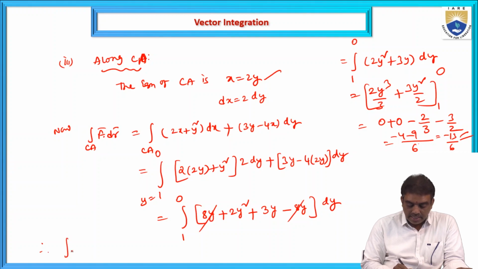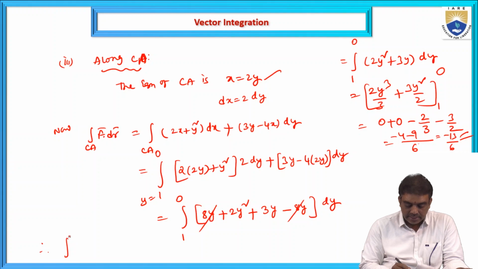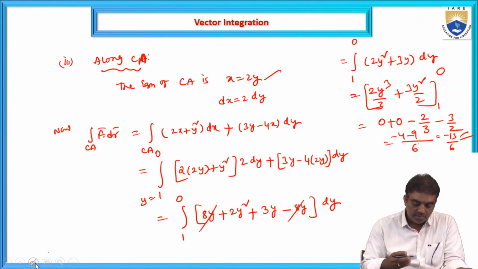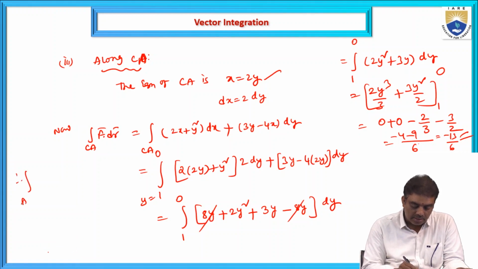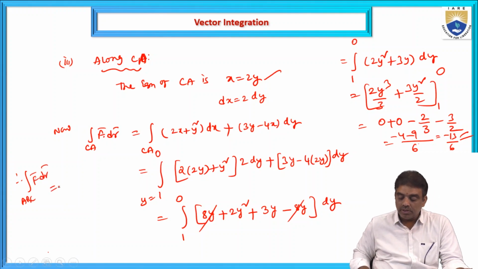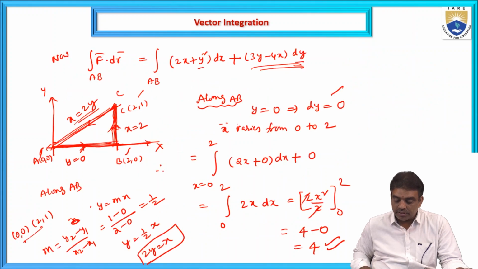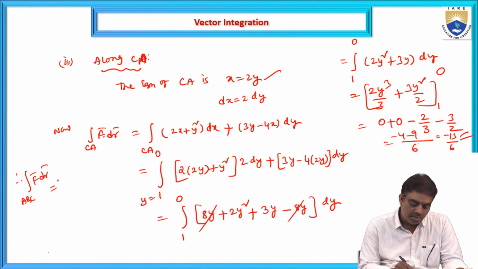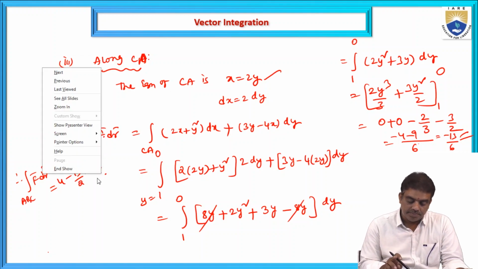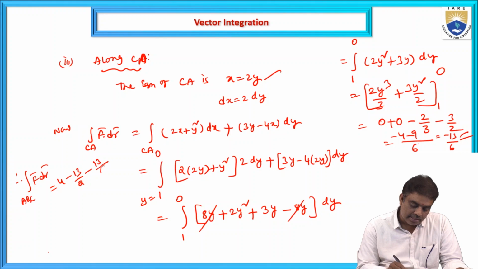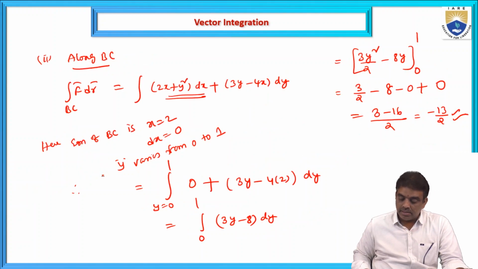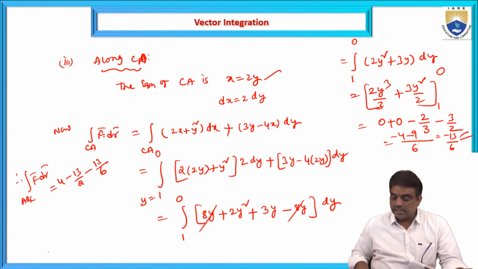Therefore, integral along the triangle ABC, f bar dot dr bar is equal to... So, I'll add all the three values. First value 4, minus 13 by 2, minus 13 by 6. That is 4 minus 13 by 2 minus 13 by 6.